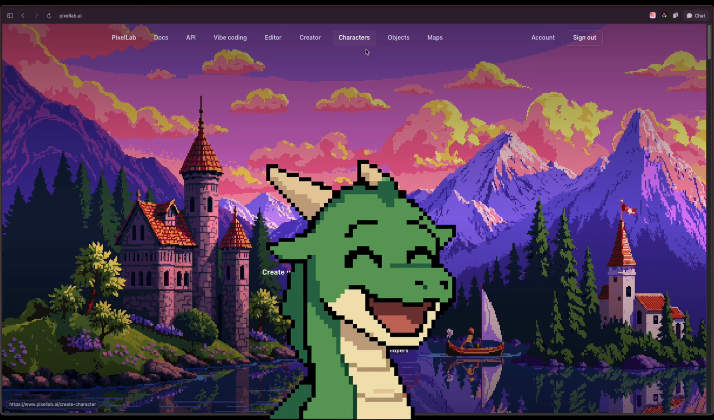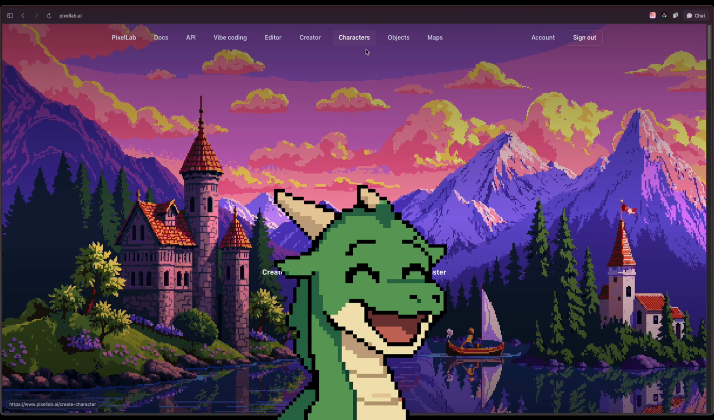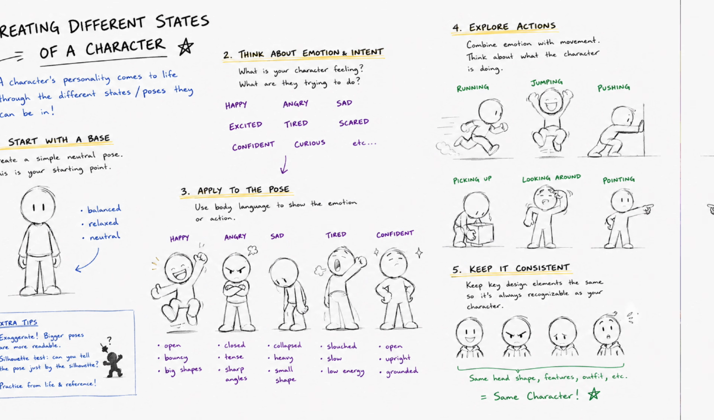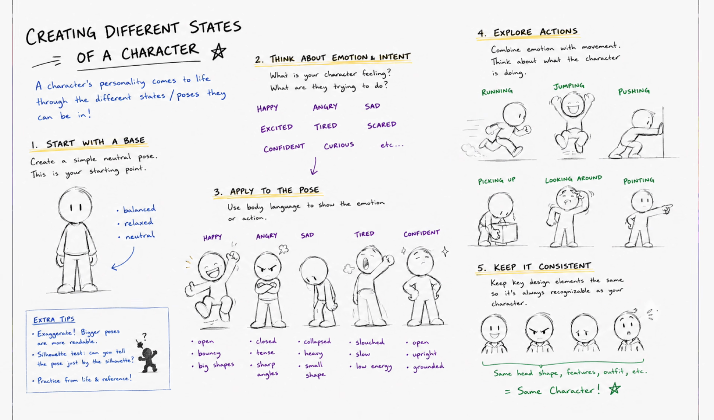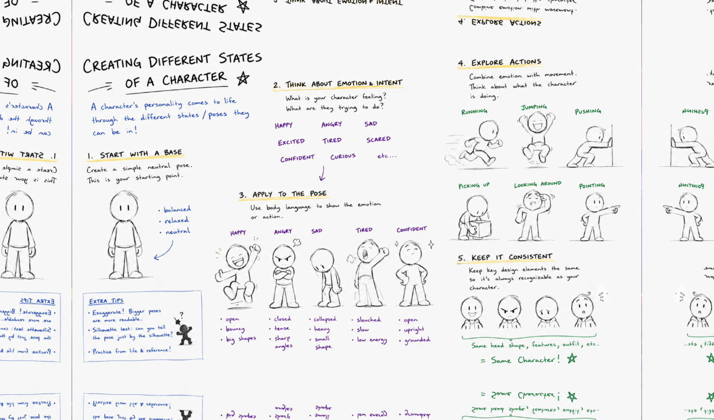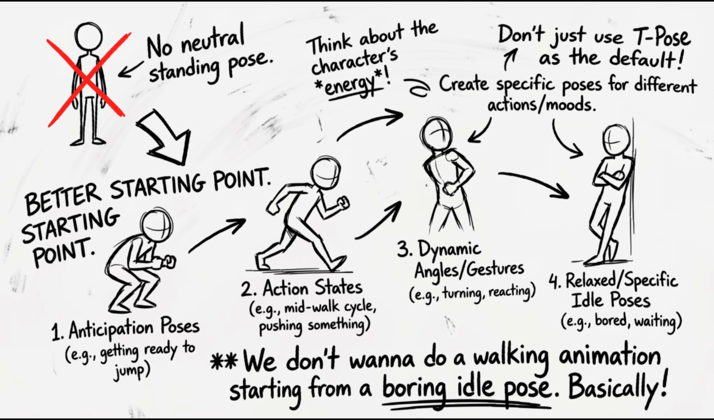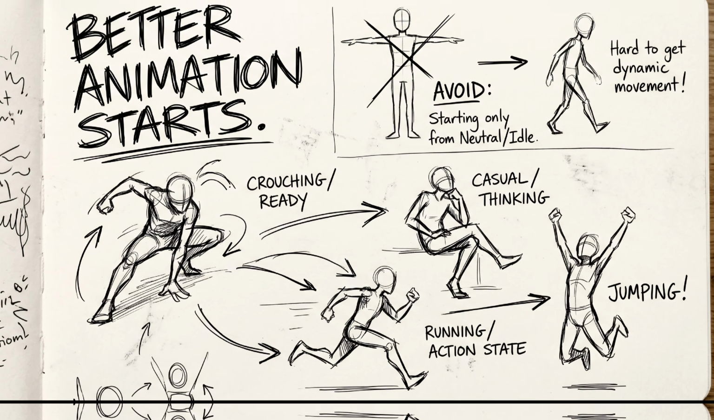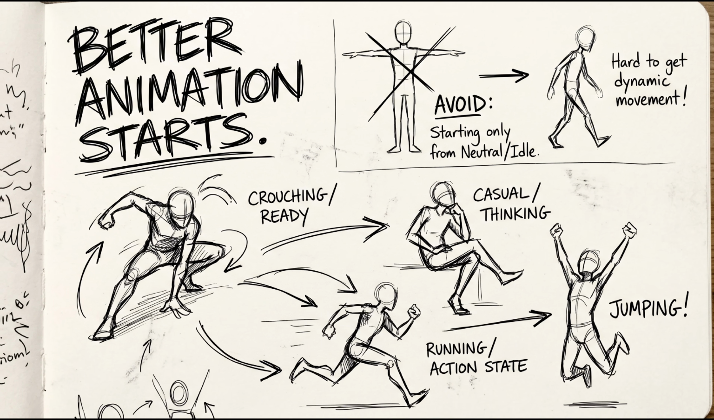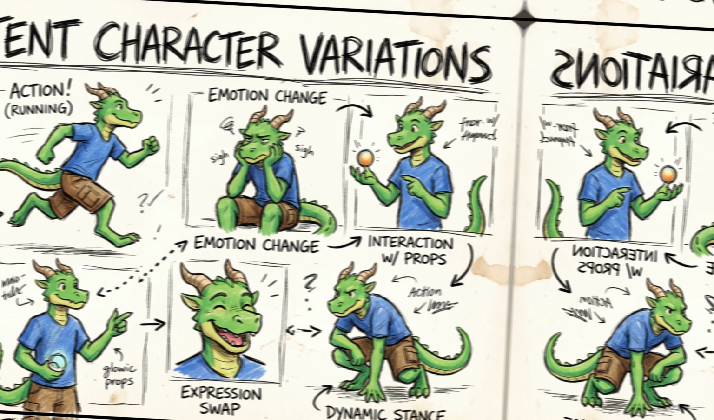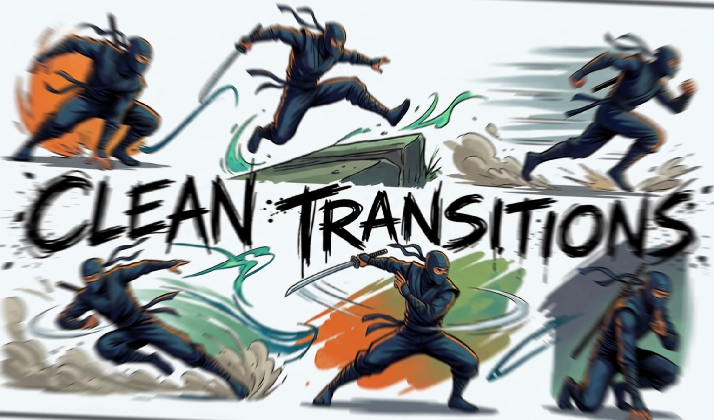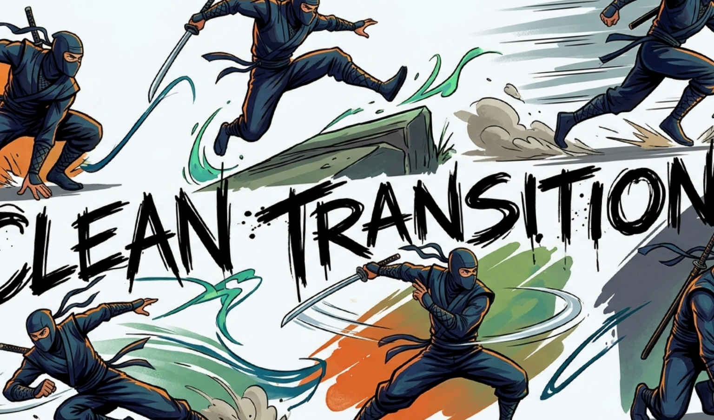So now, inside the character creator, we can create states. Basically, we can take the same character and generate new poses or variations first before turning them into animations. That means instead of forcing the model to figure everything out from a neutral standing pose, we can give it a much better starting point, and that opens up a lot of workflows. Better animation starts, more consistent character variations, cleaner transitions between poses, and way less manual setup.